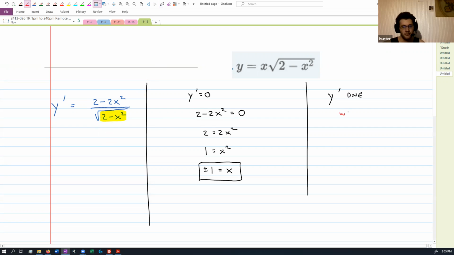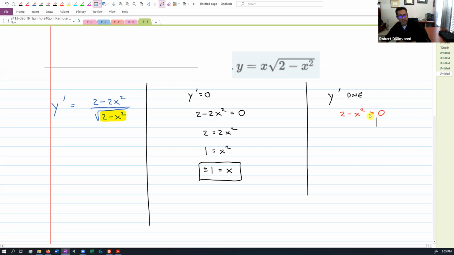So for x, this has to be greater than 0. We need 2 minus x squared to be greater than 0, don't we? In order for this to work. And this is a quadratic inequality, which you study in college algebra.